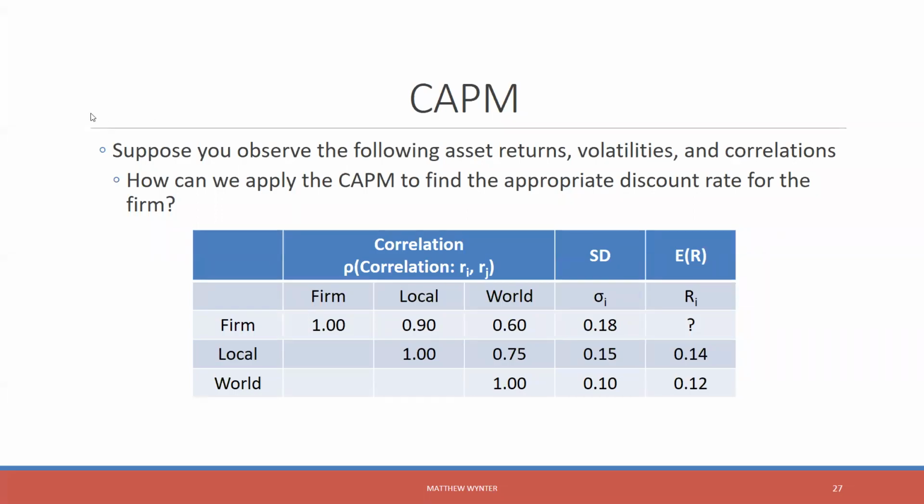Hello, welcome back. Suppose you observe the following asset returns, volatilities and correlations. How can we apply the CAPM to find the appropriate discount rate for the firm?